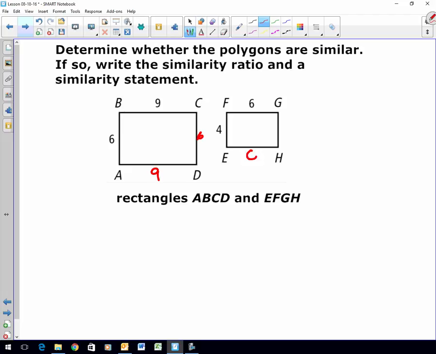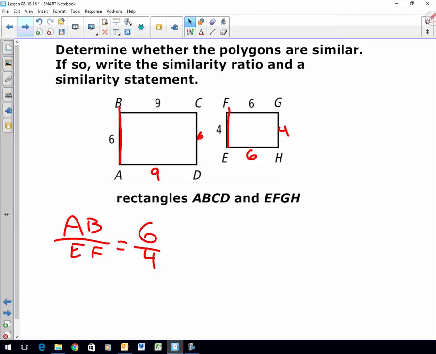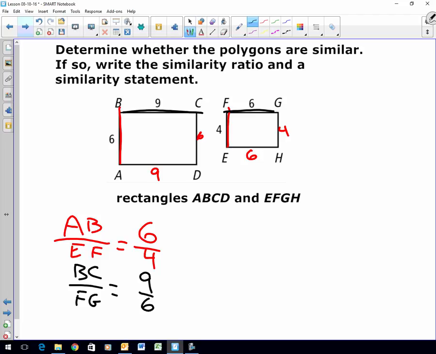9, this is 6. This is 6, this is 4. Okay. Watch what I do here. A to B, E to F. A to B over E to F. 6 over 4. Okay? Got me? 6 over 4. Guess where we're going next? A, B, C. Good. B to C is what? F to G is what? Okay, 9 over 6. And so on and so forth.